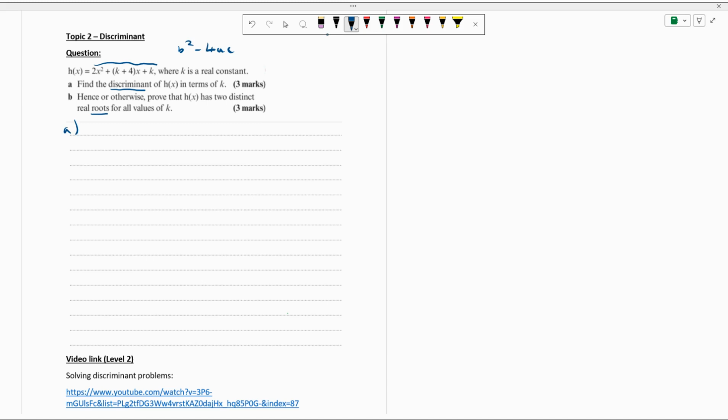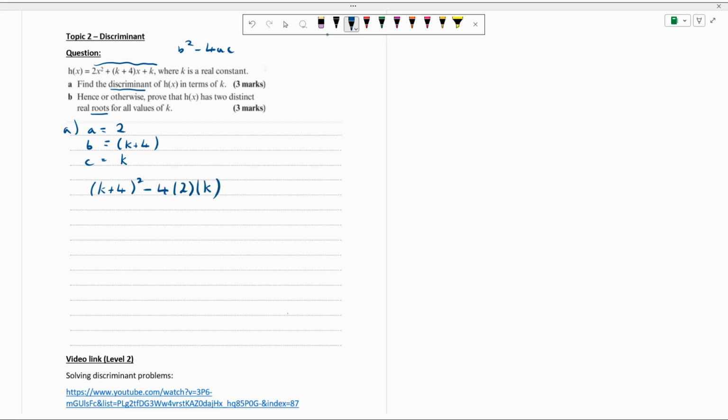Now, of this bit here, I'm going to write down what my a is, what my b is, and what my c is. So a must be 2, b is k plus 4, and c is k. And I'm just going to plug them into my formula. So I've got b squared, so I've got k plus 4 all squared, minus 4 times a, which is 2, times c, which is k.